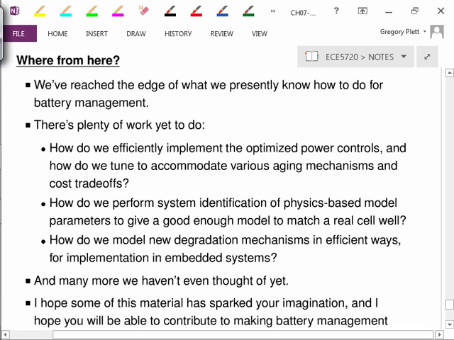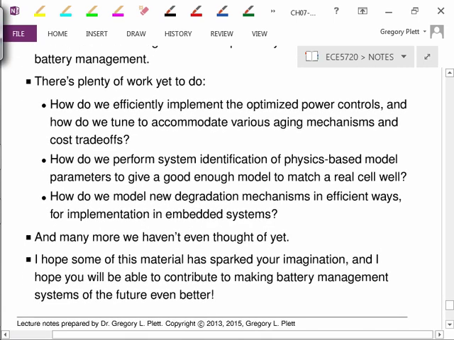So I try to end every chapter with a where from here. And we've reached the very end of the course. So the where from here is not something we're going to talk about in this course. It's something that is really future research and something that I hope to include in a third course someday, although probably no time very soon. This is the edge of what is known in battery management. Yes, research groups are working on different ways of pushing that boundary, and I haven't been able to talk about everything that everyone's doing, but roughly speaking, this is where the field is at this point in time. And there's a lot of work to do.